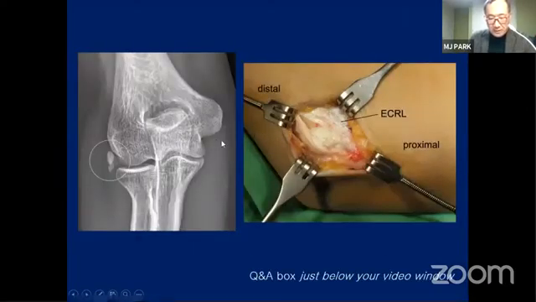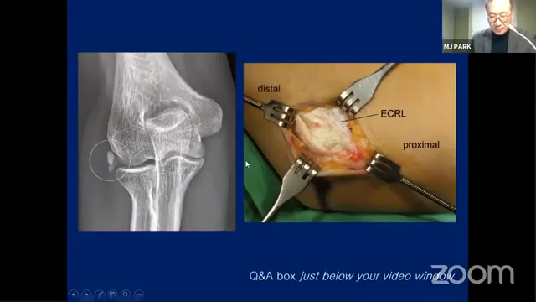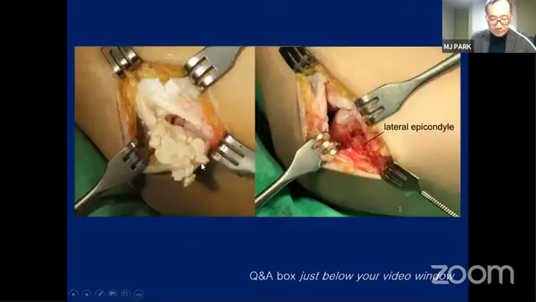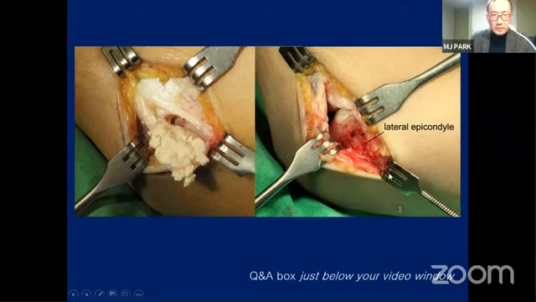Or if the patient has a mass-like calcification, I recommend the open surgery because the arthroscope is technically not feasible to see and remove the calcification. So we can remove the calcification by direct observation, and then we close the capsule.